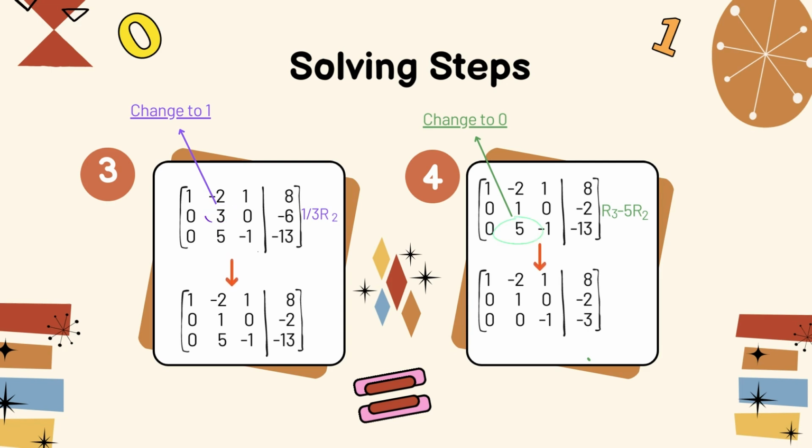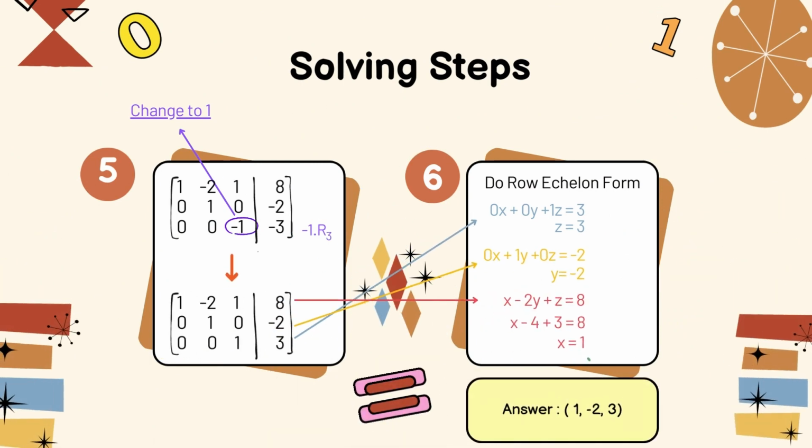And then for the fourth step, we're going to change the number 5 at the middle of the third row into 0. The formula for this one is row 3 minus 5 times row 2. Okay, so now for the one final change, let's change the negative 1 into positive 1. For this step, just multiply everything in the third row with negative 1.